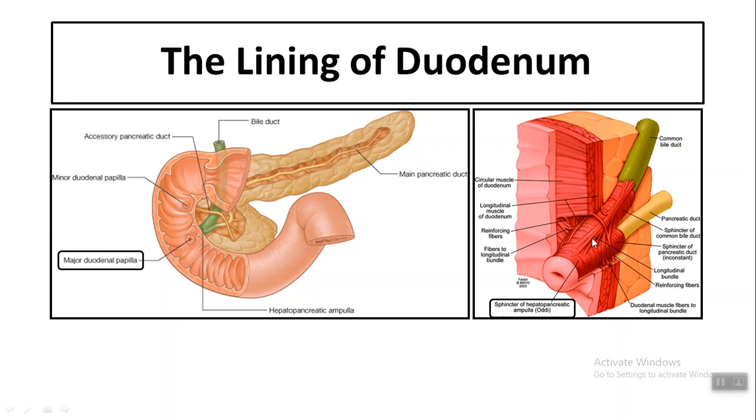The bile duct is guarded by a sphincter, and this sphincter is called the sphincter of Oddi, or the sphincter of the hepatopancreatic ampulla.